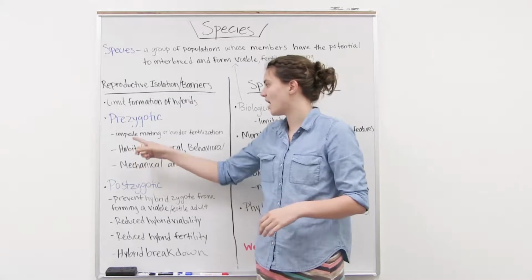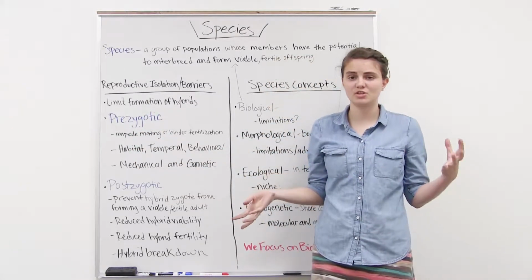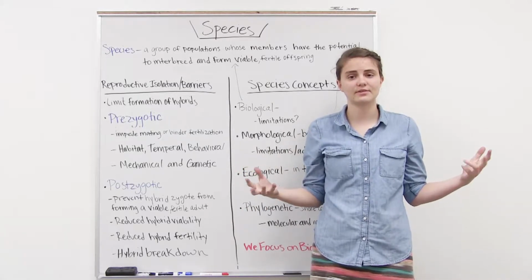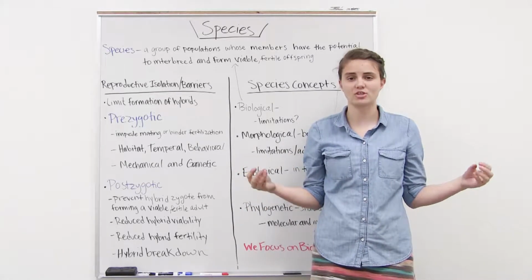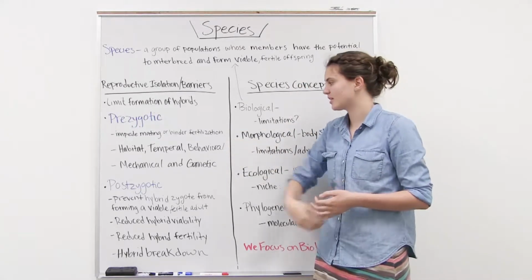So habitat isolation occurs when two species are living in different habitats, and so they never will actually have the opportunity to mate and form viable, fertile offspring.